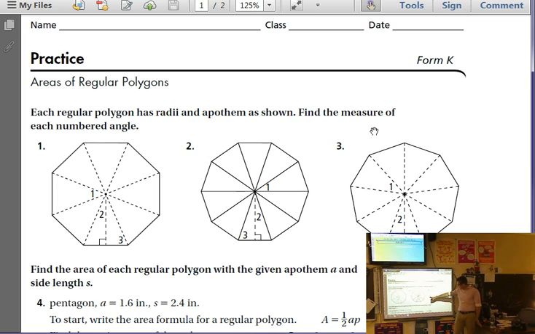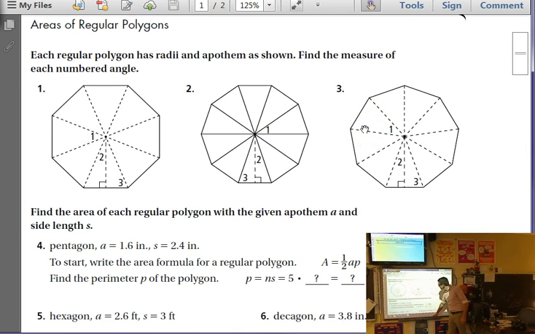3, 4, 5, 6, 7, 8, 9. 1, 2, 3, 4, 5, 6, 7, 8. So 1 and 3 are almost the same, except 1 is an octagon and 9 is a nonagon. So if we look at 2, since 2 is kind of more unique, how would I solve for this angle 1? And they actually name their angles in the order that you want to solve them.